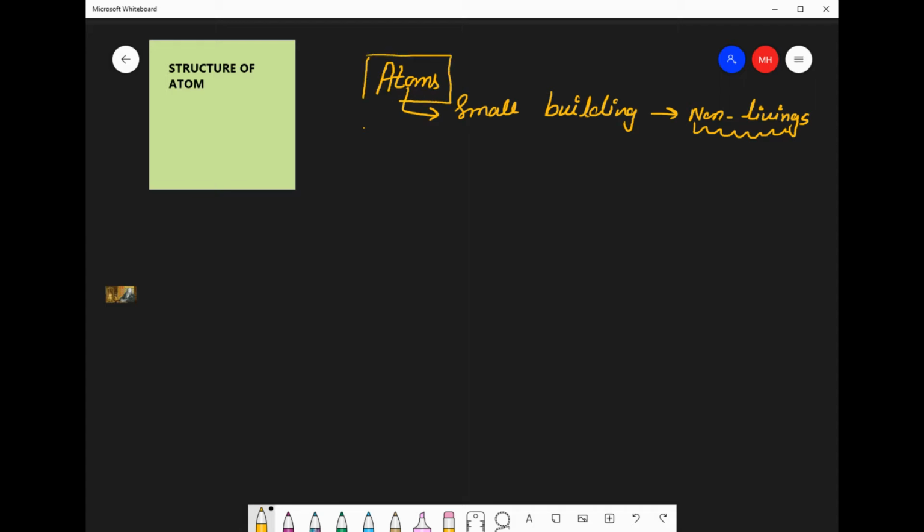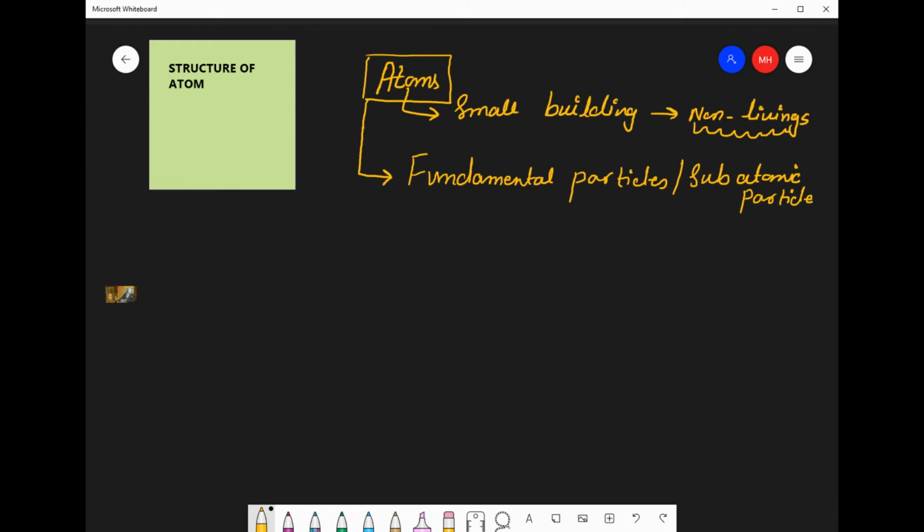We know that this atom is also created by tiny particles, and we call those particles fundamental particles. We have another name for them: we call them subatomic particles. You should be familiar with these two names because different books use different words. Subatomic means sub, a part of the atom.